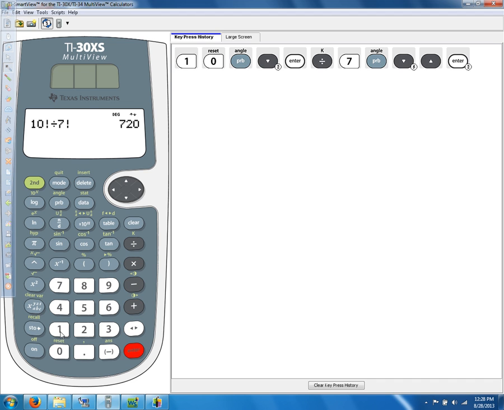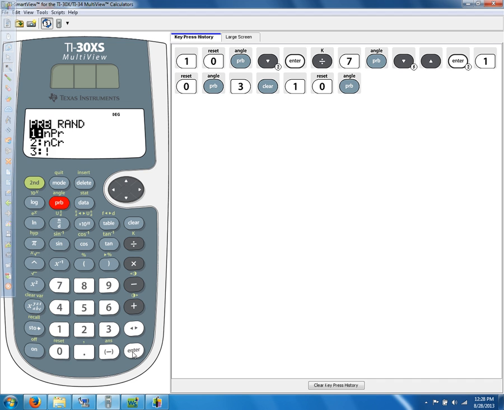Or I could do 10, make sure I do it right this time. Going to do 10 permutation, we're picking 3. Whoops, I messed up. I hit permutation. 10, probability, enter, 3. 720. Got to write that down.